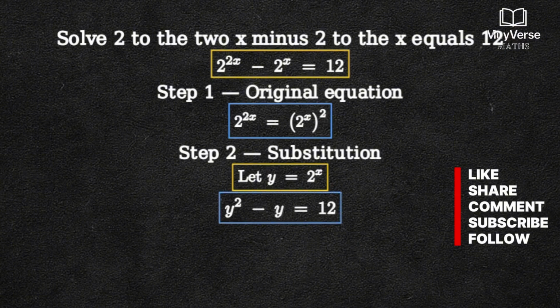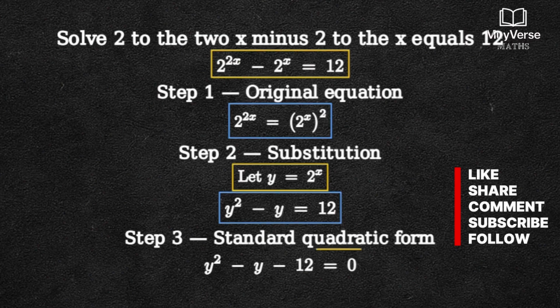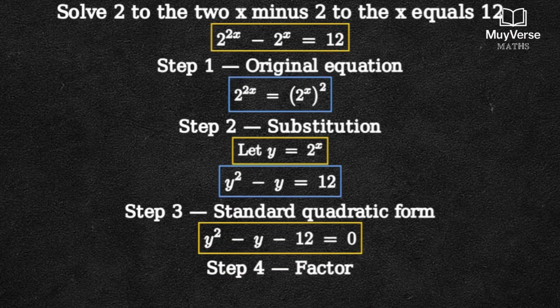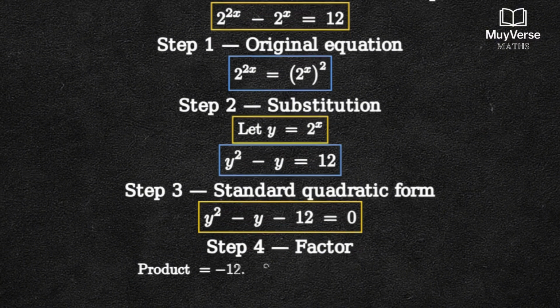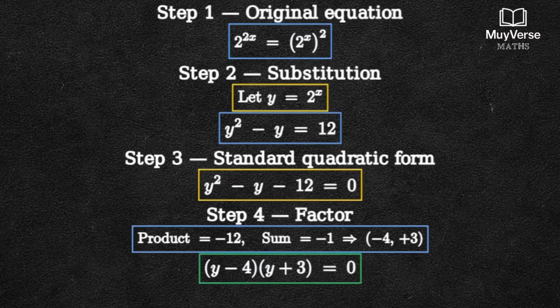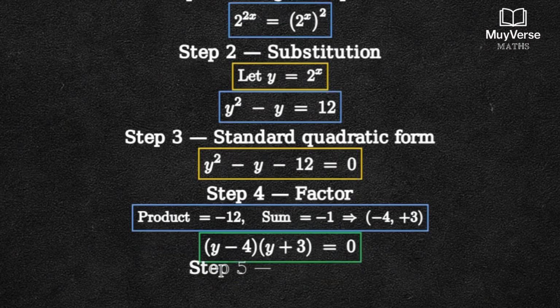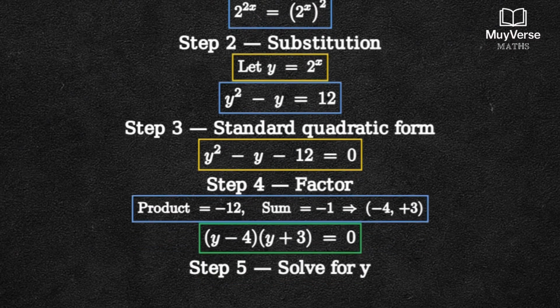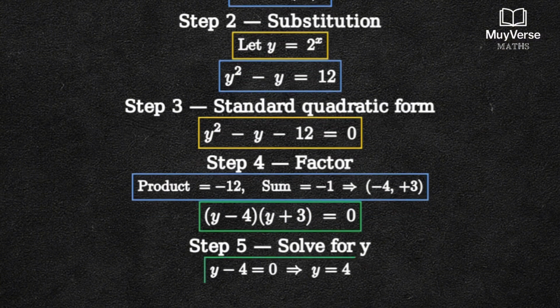Step 3. Move everything to one side to get standard quadratic form. Subtract 12 from both sides. Step 4. Factor the quadratic. We need two numbers whose product is -12 and whose sum is -1. Those numbers are -4 and +3. Step 5. Set each factor equal to 0 and solve for y. From y minus 4 equals 0, y equals 4. From y plus 3 equals 0, y equals -3.